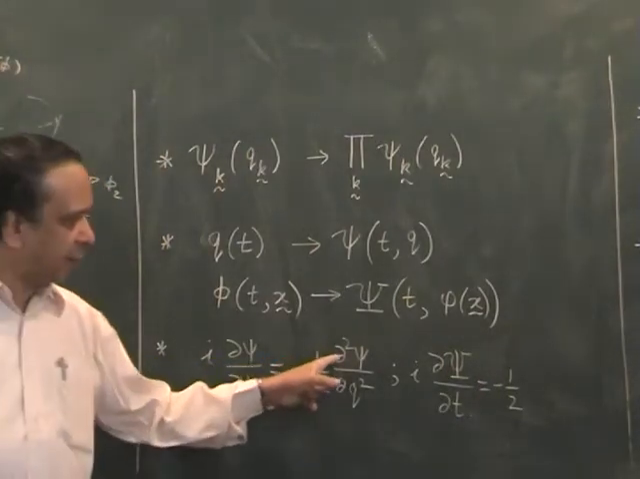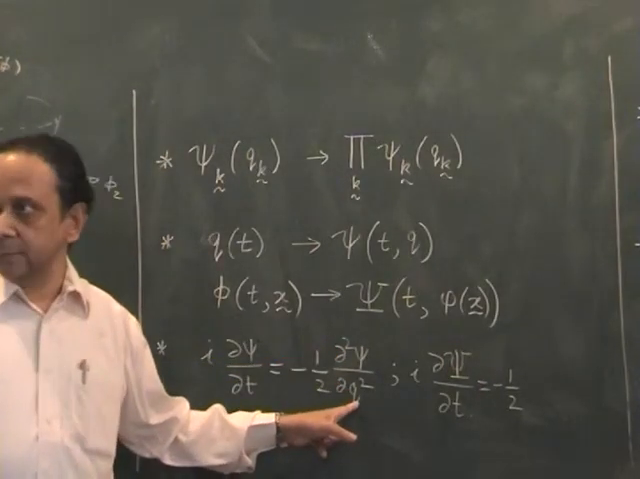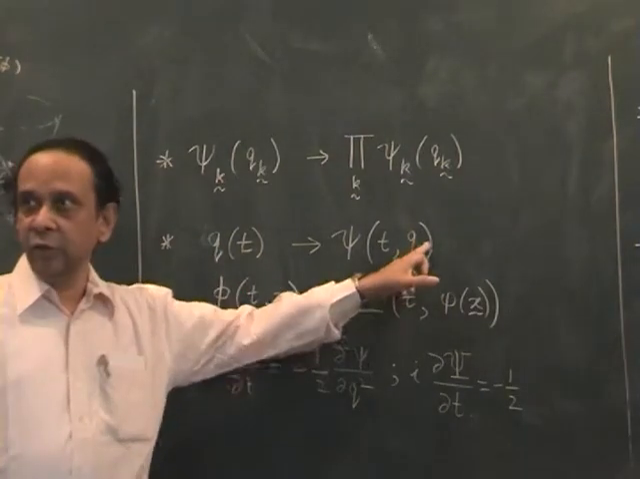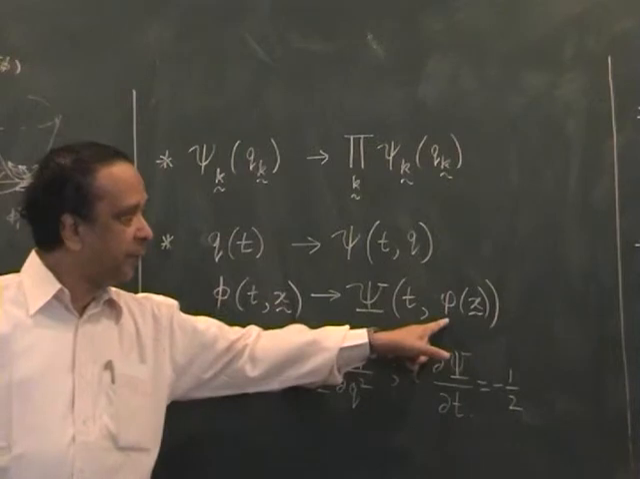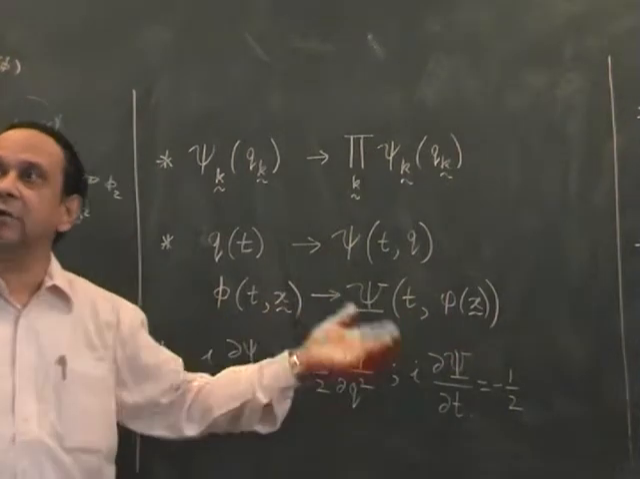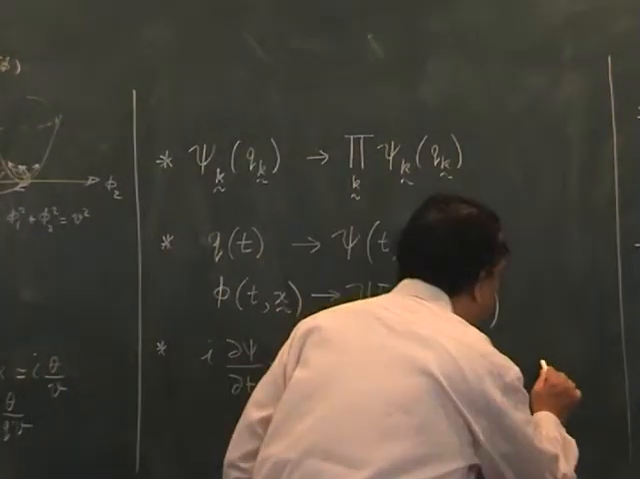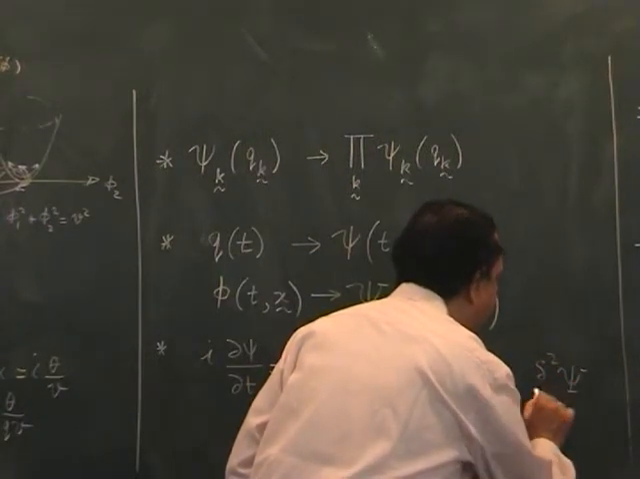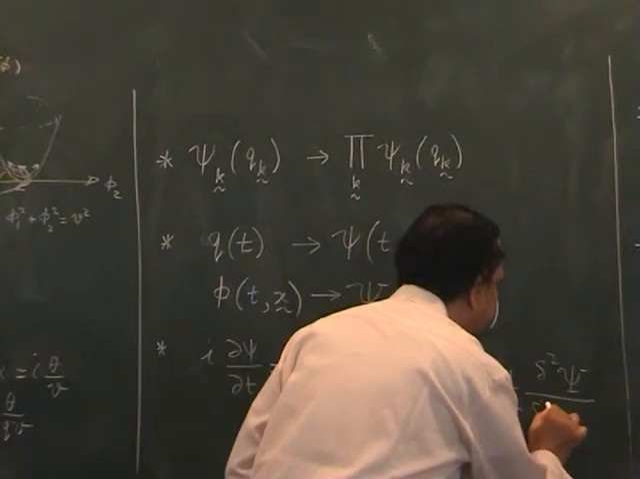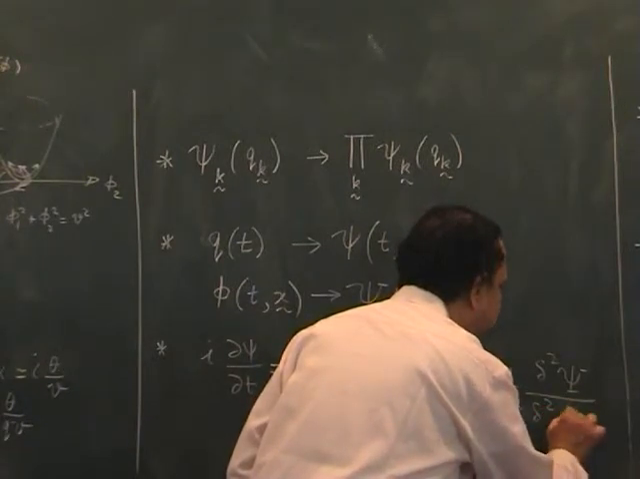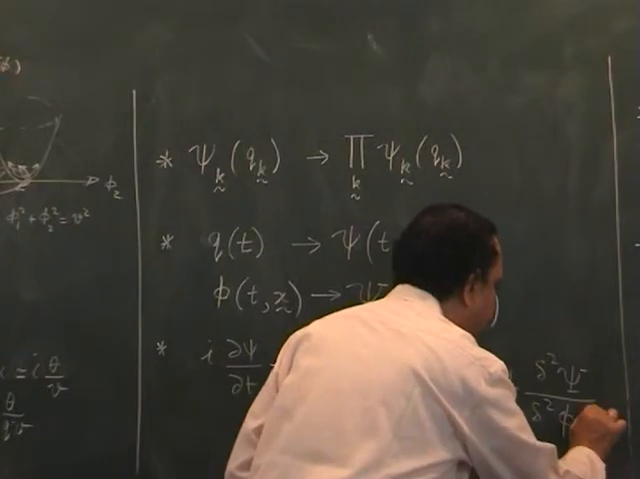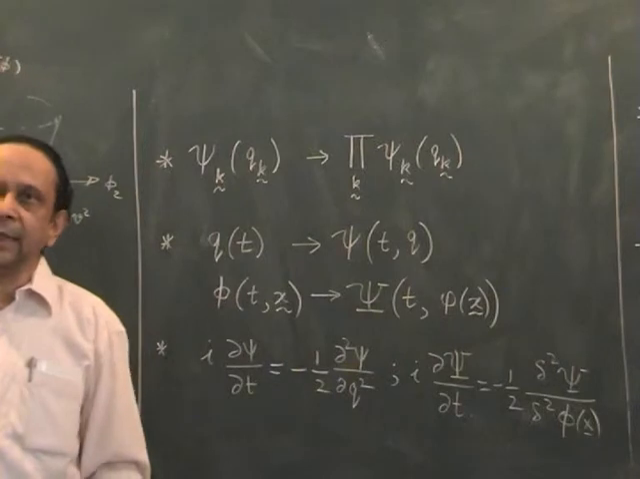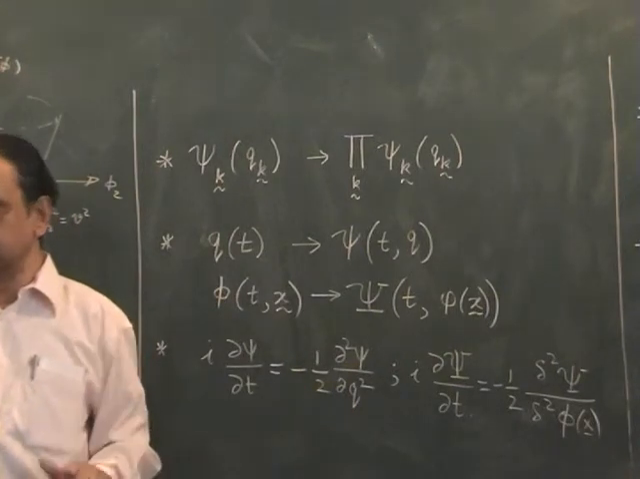Then you want to replace d square by dq square by something. So q is the variable here, which appeared here. So you could take a derivative. Here what appears is phi. So you have to take a functional derivative. So the equation will become del square psi with respect to d square phi. So these are functional differential equations and they are notoriously difficult to solve.